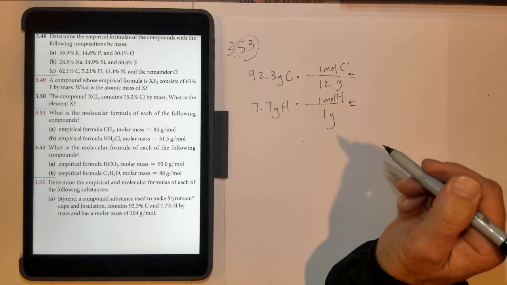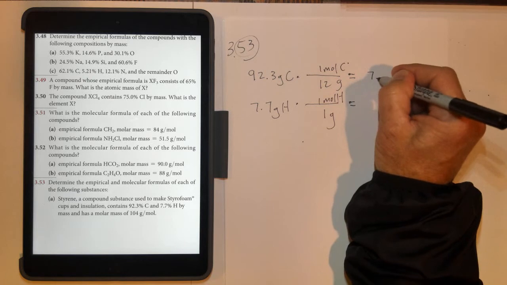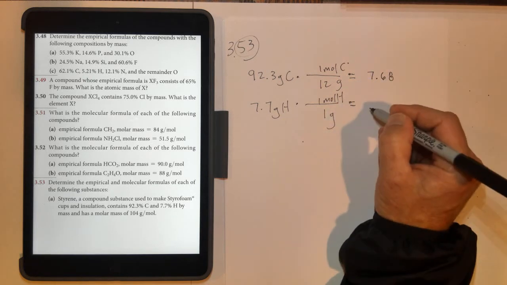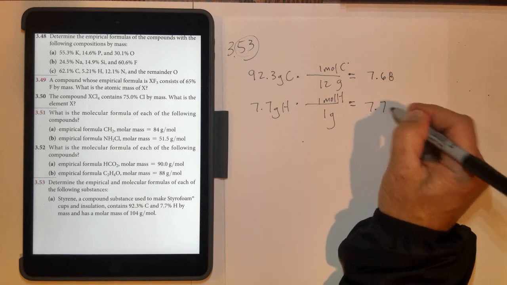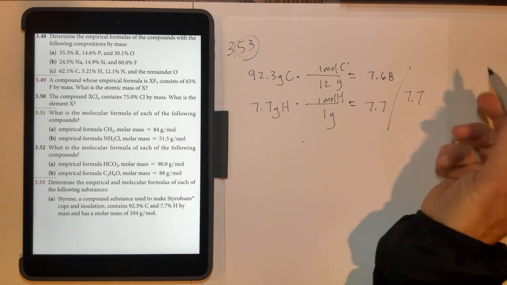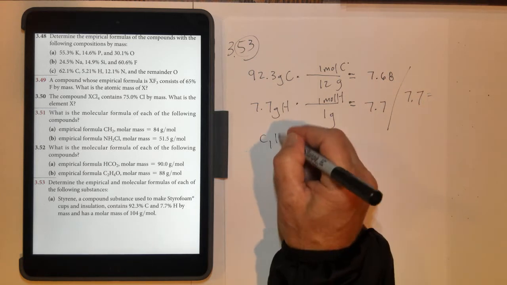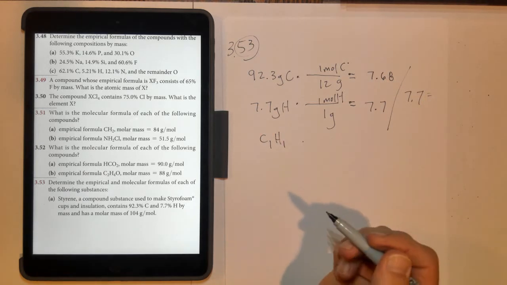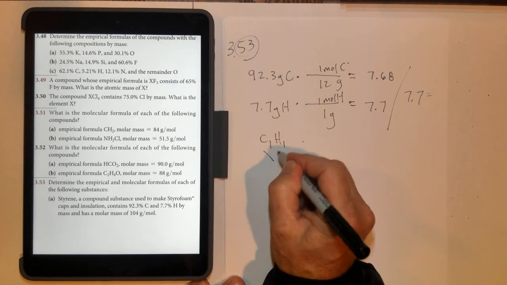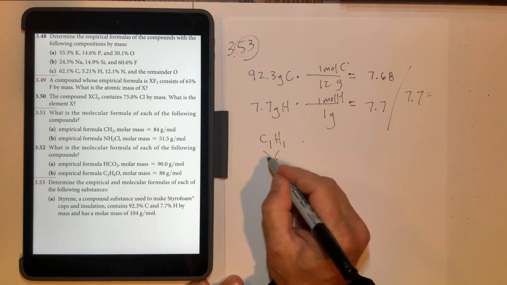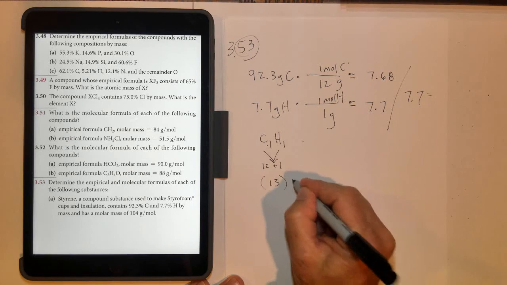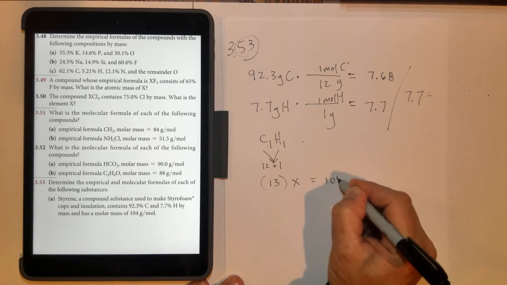So my 92 divided by 12 gives me 7.685, and my 7.7 times 1 divided by 1 gives me 7.7. Look at that, we're going to be dividing by 7.7 for both of them, or 7.68, which gives me C1H1 as my empirical formula. It does tell me that my molar mass is 104, so add this one up. This one is 12 plus 1 from the periodic table, so 13 times some number x is equal to 104.